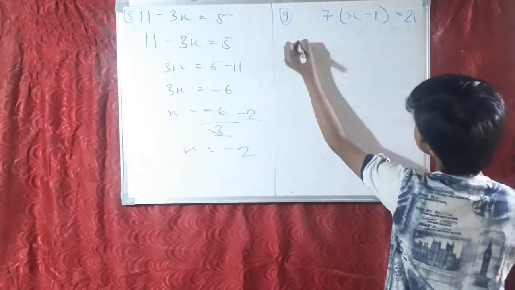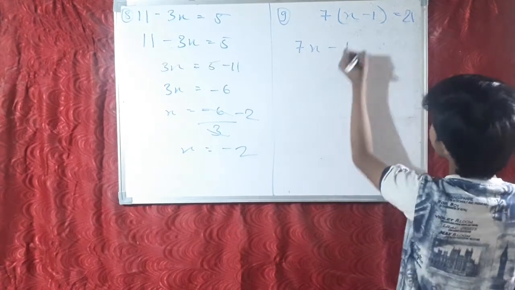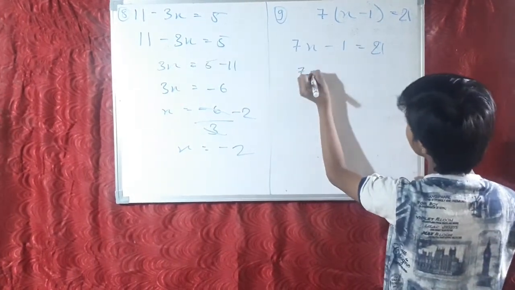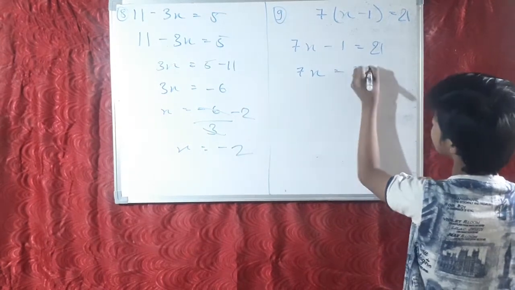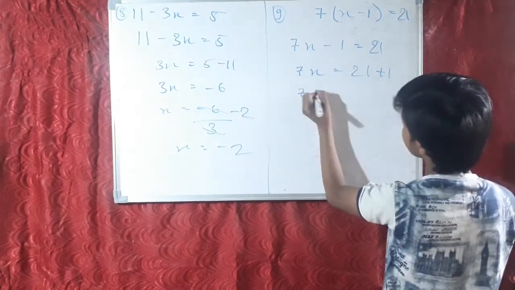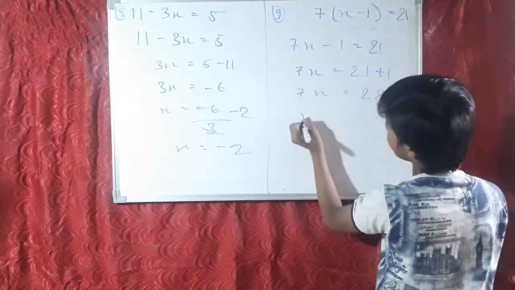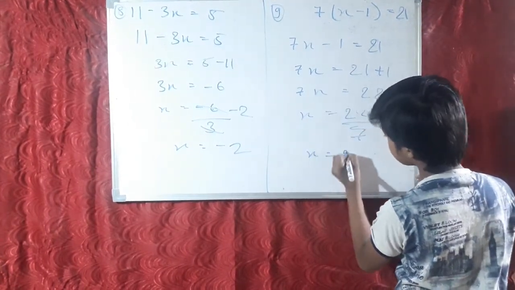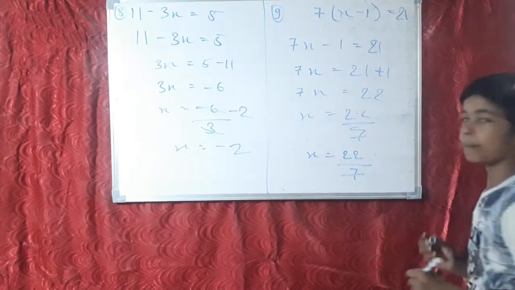When we multiply, 7x minus 1 equals 21, and now we will transpose this to that side. So 7x equals what? 21 plus 1. So 7x equals 22, and x equals what? 22 by 7. It won't cut, so your answer is 22 by 7.